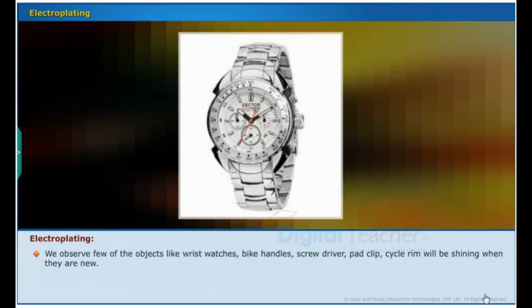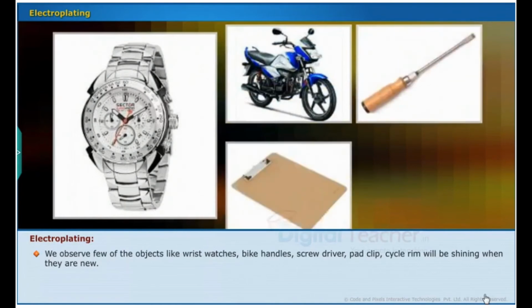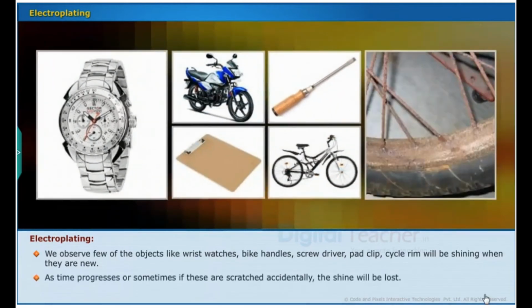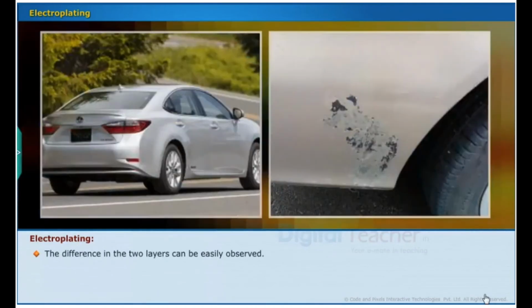We observe that a few of the objects like wristwatches, bike handles, screwdrivers, pad clips and cycle rims will be shining when they are new. As time progresses, or sometimes if these are scratched accidentally, the shine will be lost. We can see another layer inside the coating with a dull surface. The difference in 2 layers can be easily observed.